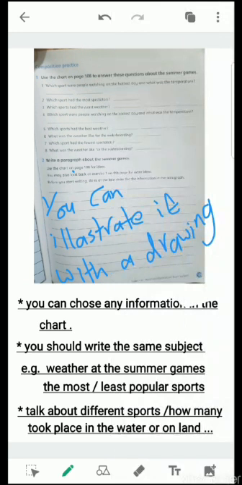So, what is your homework? Your homework is to write a paragraph using the information in this chart. You don't have to use all the information, of course. Think of a topic, think of a subject that you're going to write about, and order your information sentences correctly.